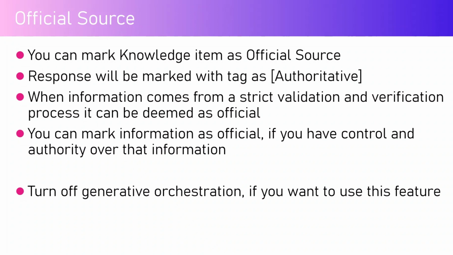Because as time progresses, the information may become stale or may not be relevant, and when the user receives a response from that knowledge source, the user should be made aware that this information is a set of text presented by the knowledge source, which may or may not be coming from an official source. So this is a key indicator for the end user to understand whether the information is coming from a specific official source or not. Now, you can turn off generative orchestration if you want to use this feature.